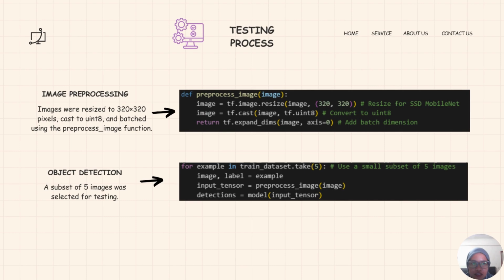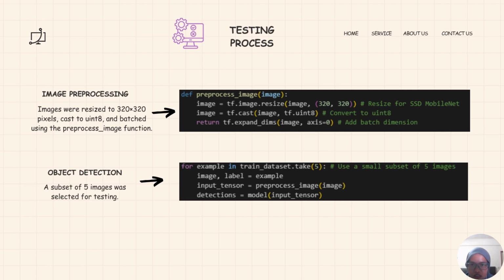Next is the testing process. The testing process involves a pre-processing function which resized the image to 320 by 320 pixels, converted them to the required format, and added a batch dimension so that they could be used by the model.